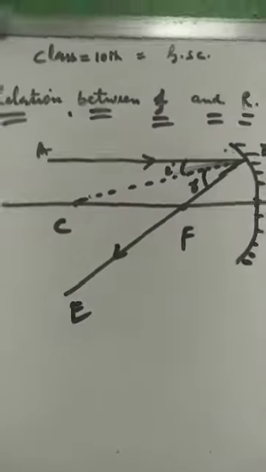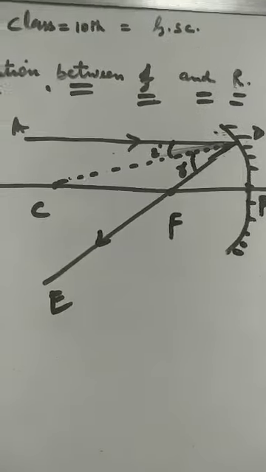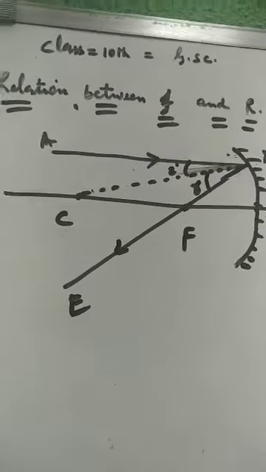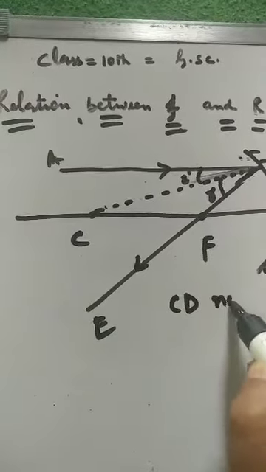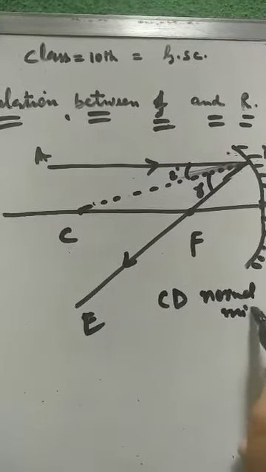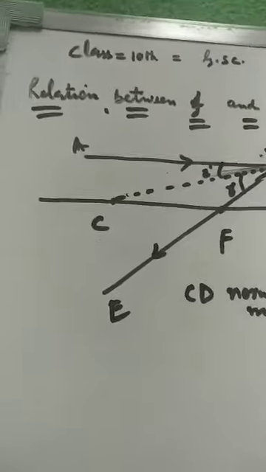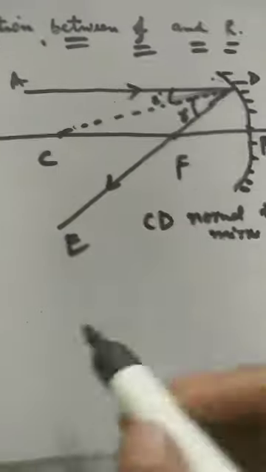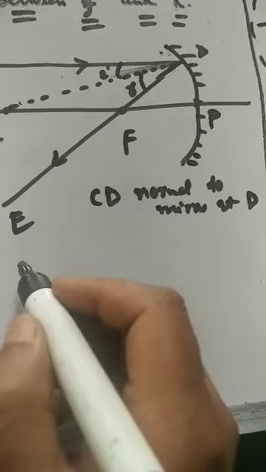As per the laws of reflection, i is equal to r. So CD is normal. Here we write, CD is normal to the mirror at D. So i is equal to r. Angle of incidence is equal to angle of reflection.